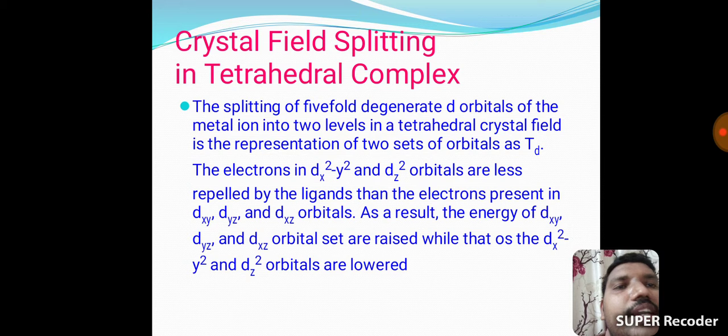The electrons in dx²-y² and dz² orbitals are less repelled by the ligand than the electrons present in dxy, dyz and dxz orbitals. As a result, the energy of the dxy, dyz and dxz orbital set rises, that means t2g is raised in tetrahedral geometry, as dx²-y² and dz² orbitals are lower. This is the opposite phenomenon to octahedral complex.